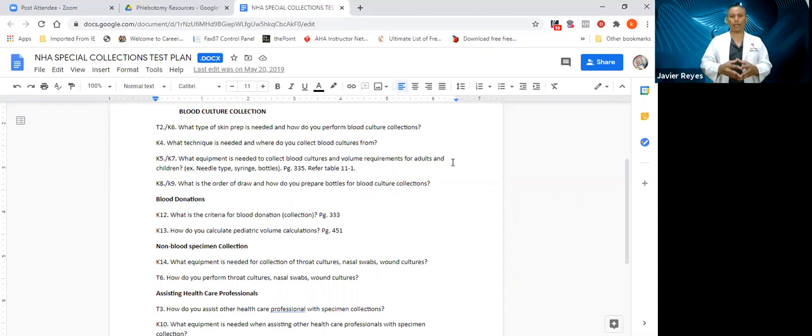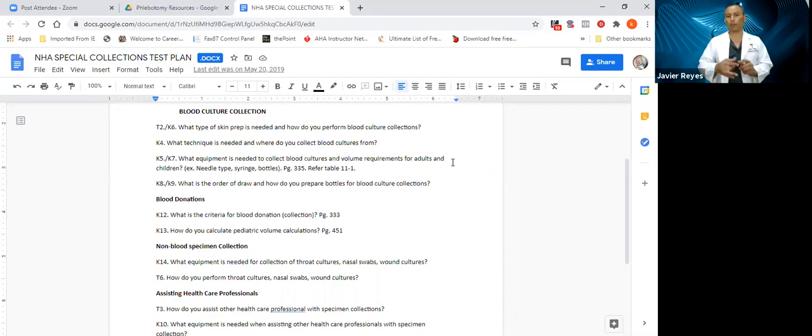What technique is needed? Sterile technique. You have to perform sterile technique and you have to use chlorhexidine gluconate. You collect blood cultures from usually the antecubital area, and you can use either the ETS system or the butterfly. But if you use a butterfly, make sure that you use a discard tube.